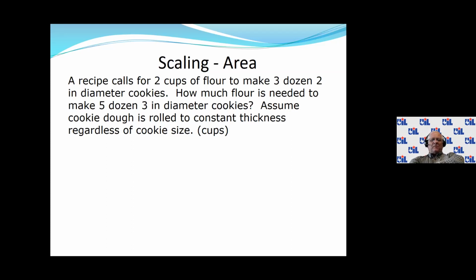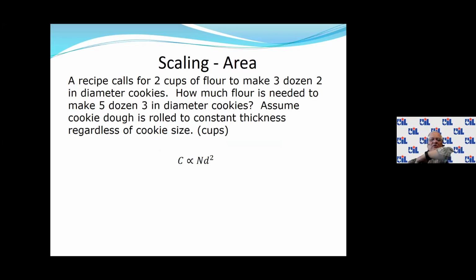Let's read it. A recipe calls for 2 cups of flour to make 3 dozen 2-inch diameter cookies. How much flour is needed to make 5 dozen 3-inch diameter cookies? And we assume that the cookie dough is rolled to a constant thickness regardless of cookie size, which I think is generally the case, that the thickness of the cookie is typically independent of its diameter. But that's not necessarily the case. I could, for example, have left that last sentence out and the problem would work just fine. In that case, the 3-inch diameter cookies would be a little thicker than the 2-inch diameter cookies. But in this case, they all have the same thickness.